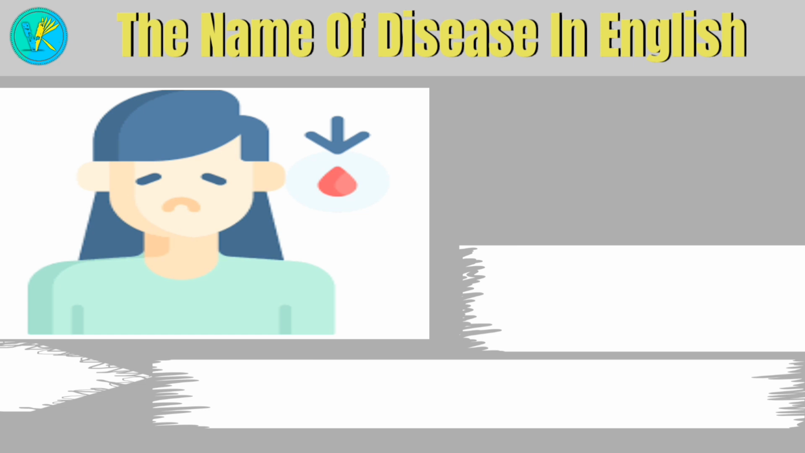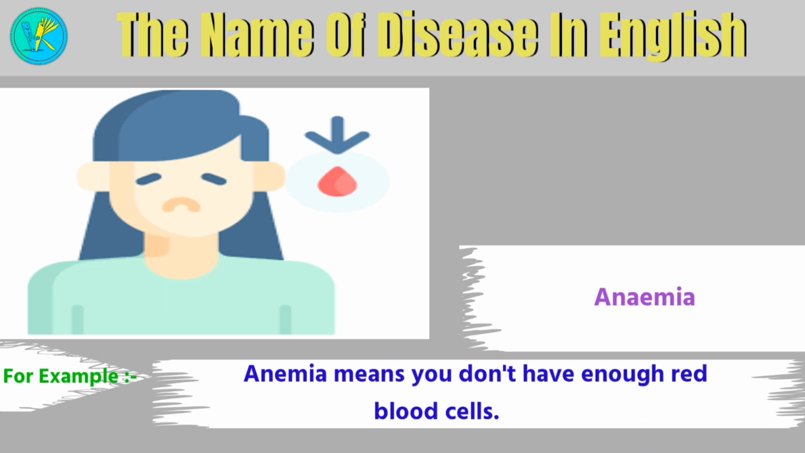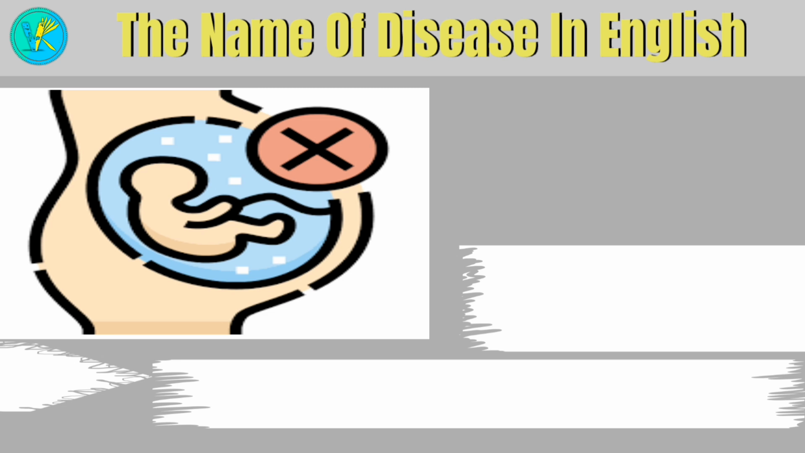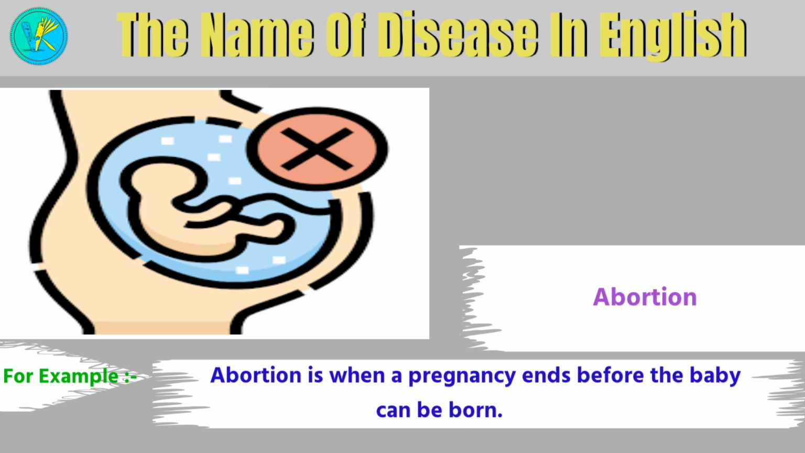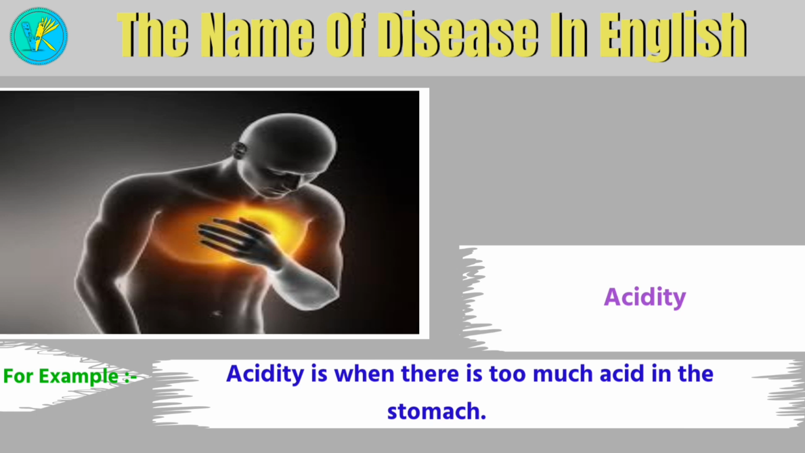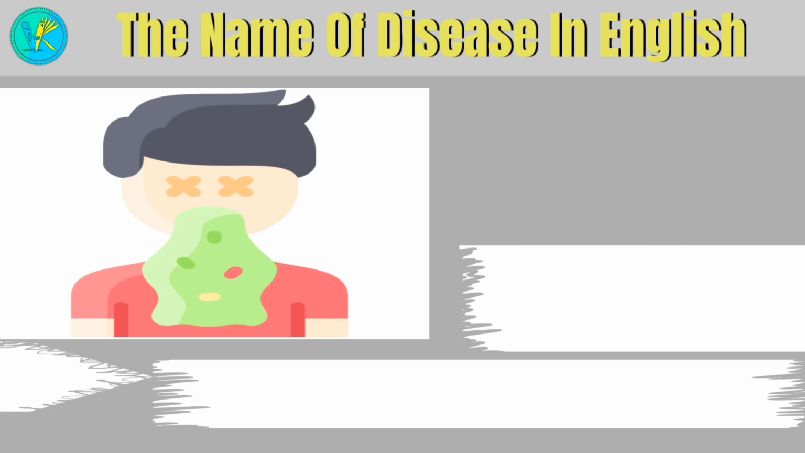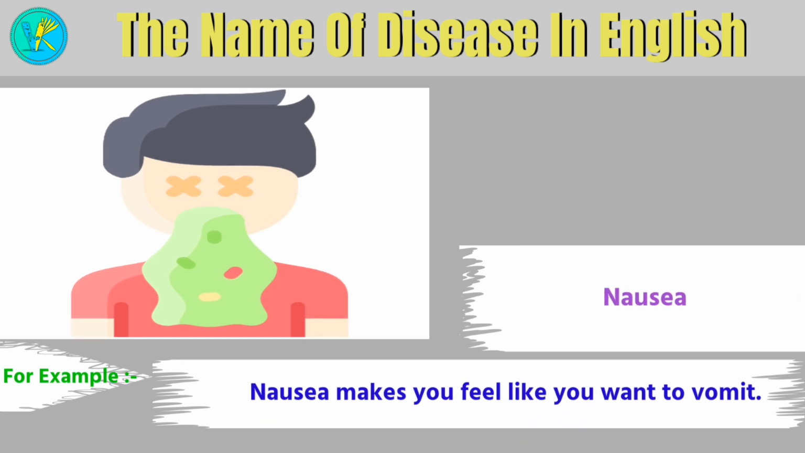Next, anemia. For example, anemia means you don't have enough red blood cells. Next, abortion. For example, abortion is when a pregnancy ends before the baby can be born. Next, acidity. For example, acidity is when there is too much acid in the stomach. Next, nausea. For example, nausea makes you feel like you want to vomit.